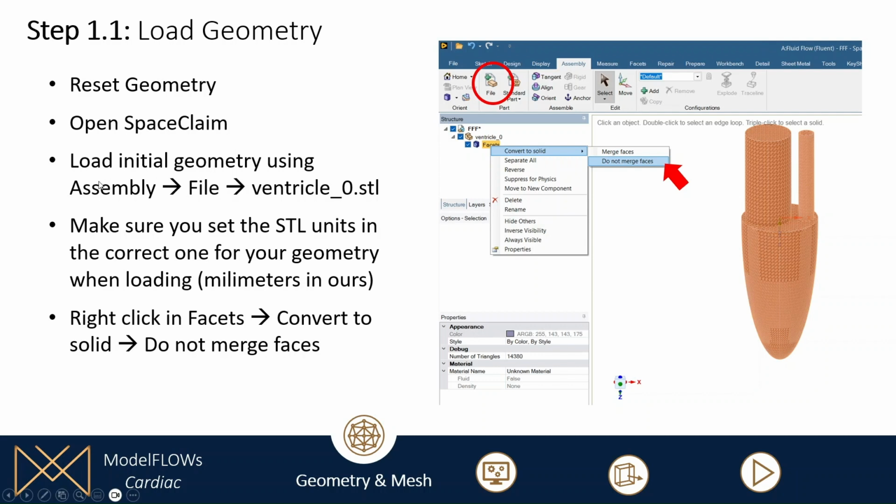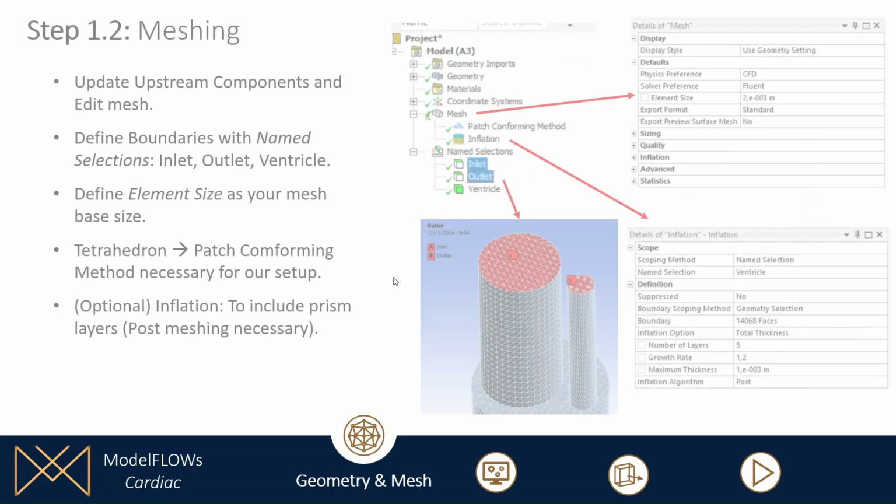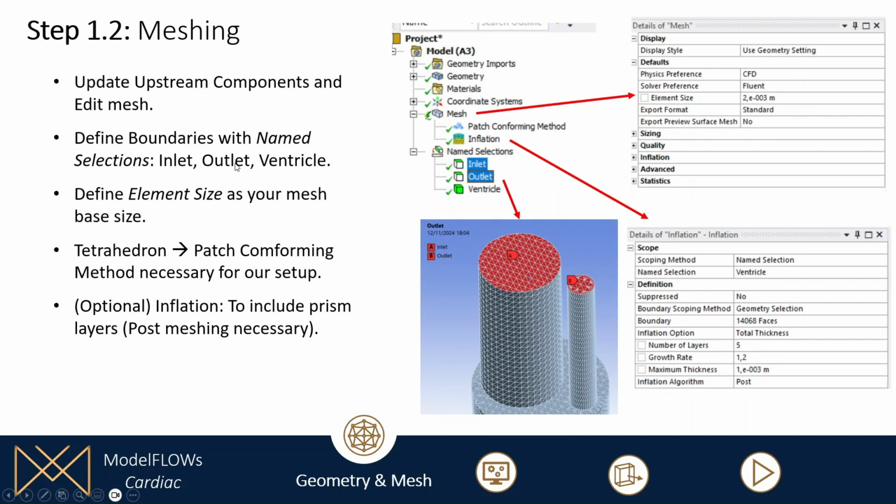But we are going to load the geometry. We are going to not convert it to solid by not merging the faces. This is really important because then in Meshing, we are going to open this geometry and name the inlet, outlet, and the ventricle boundaries. For that, we need that not all the faces are merged. And then we're also going to include some meshing steps so we can get the volume meshed. So let's see how we can do this in Fluent.